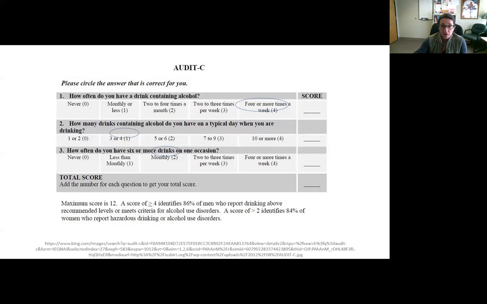How many drinks containing alcohol do you have in a typical day? She reported 3 or 4. And how often do you have 6 or more drinks on one occasion? And then you can see there at the bottom that a score of at least 4 identifies 86% of men who would meet criteria for alcohol use disorder, and a score of over 2 identifies 84% of women.